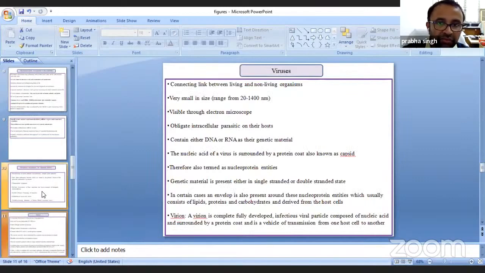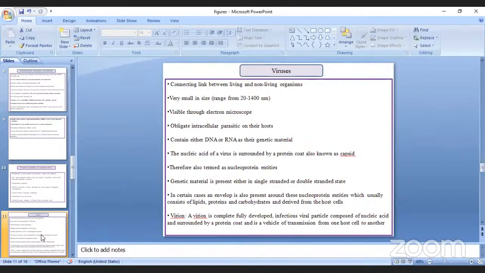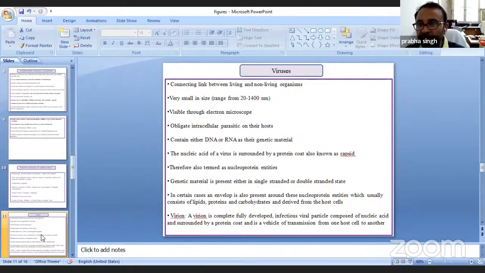Okay, then we will go through viruses. So viruses are the connecting link between living and non-living organisms. ठीक है, हम उन्हें connecting link क्यों कहते हैं? Does anybody like to answer why we call viruses a connecting link between living and non-living organisms? Because it exhibits both living properties as well as non-living. बताइए, any living property as well as any non-living property.